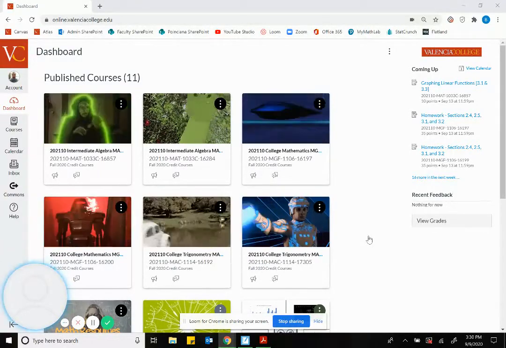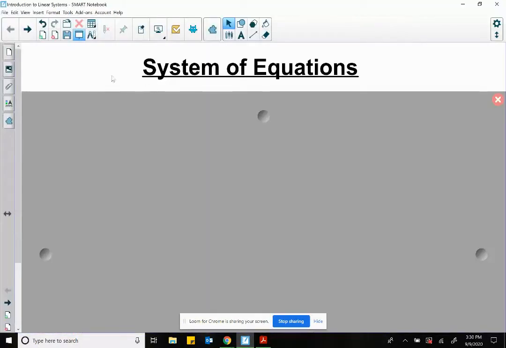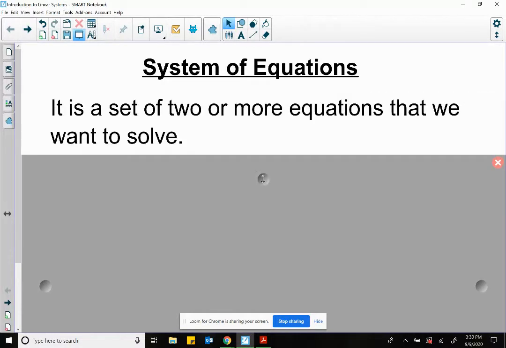But before we begin with solving systems, we need to refresh our minds about, well, what does it mean to be a system of equations, or specifically for us, a linear system of equations? Okay. So, a system of equations, here's kind of the bare bones definition of it. It is a set of two or more equations that we want to solve.